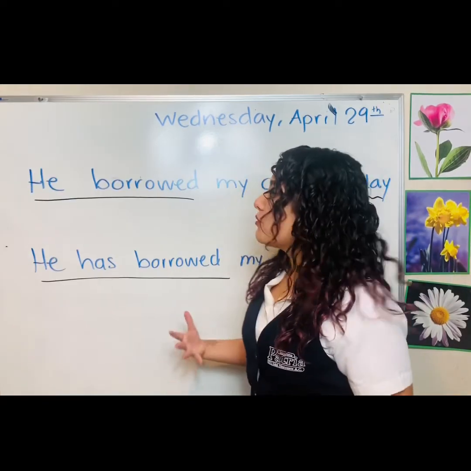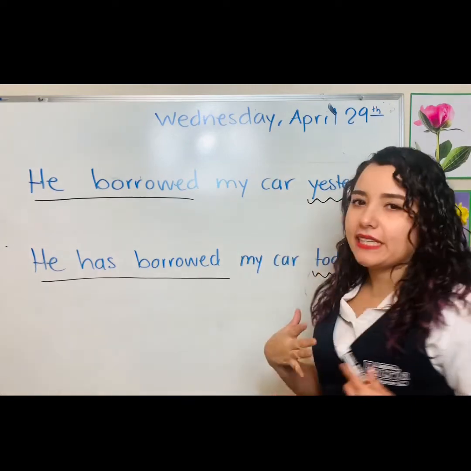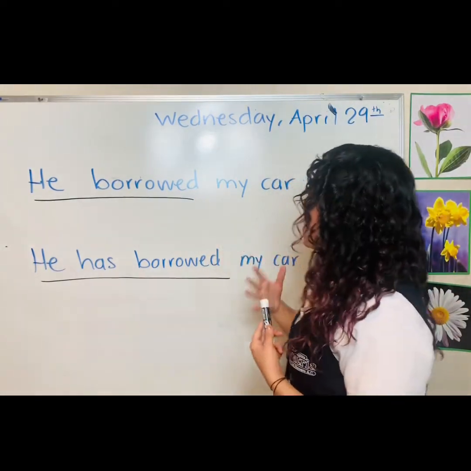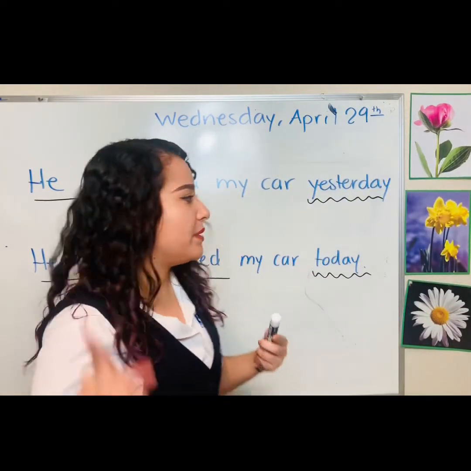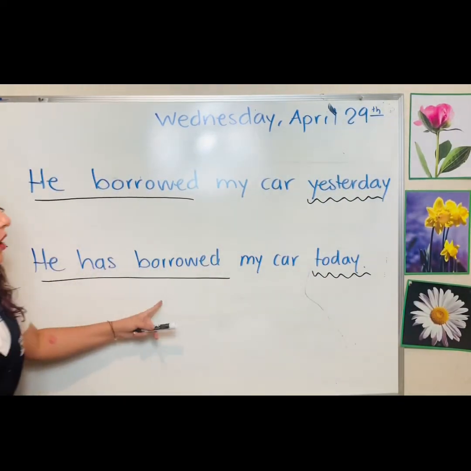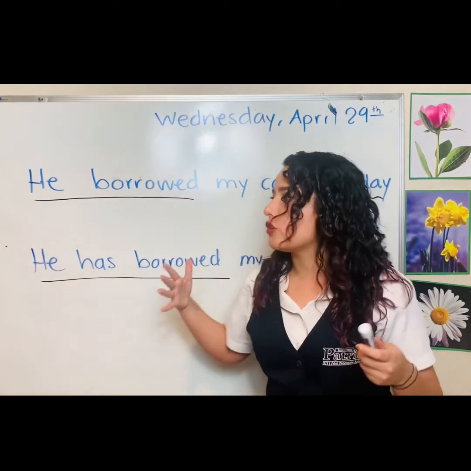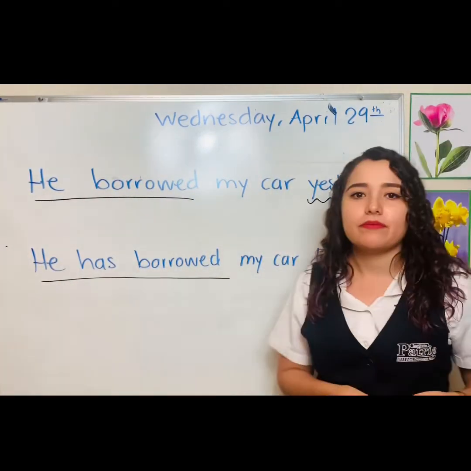Another example, it will be he borrowed my car yesterday. This is finished, so this is why it's in the simple past. He borrowed my car yesterday, it already happened. But the next one, he has borrowed my car today. This is unfinished time, and also you need to change the time it is happening.